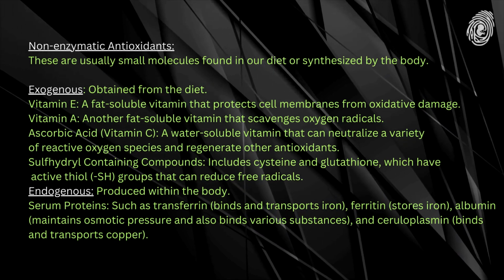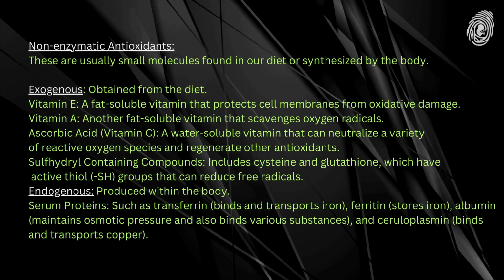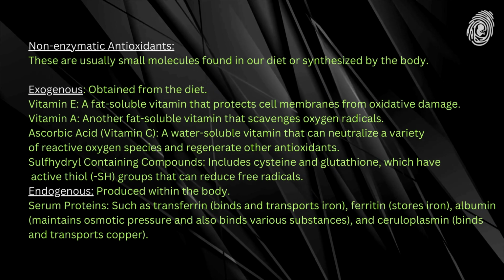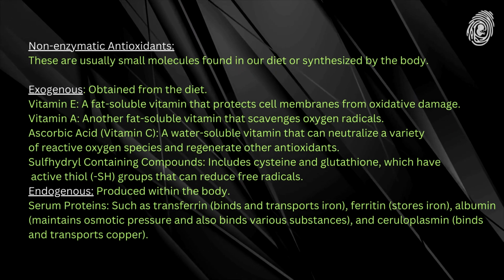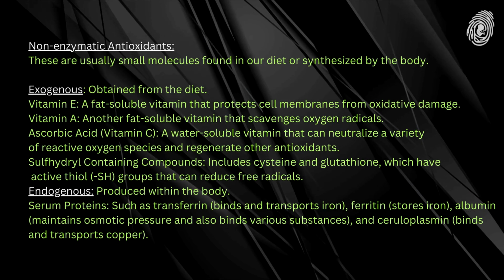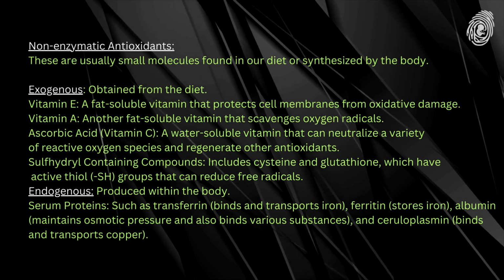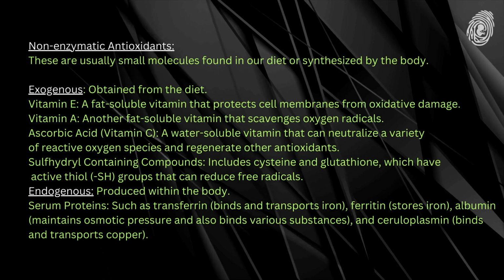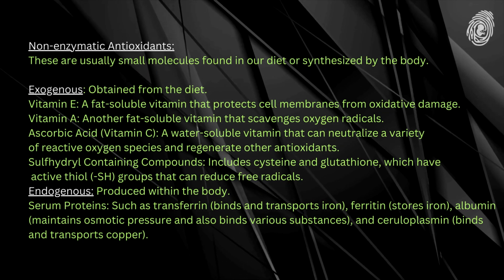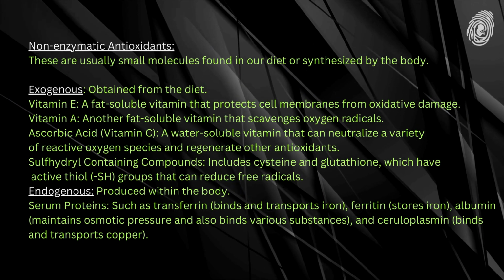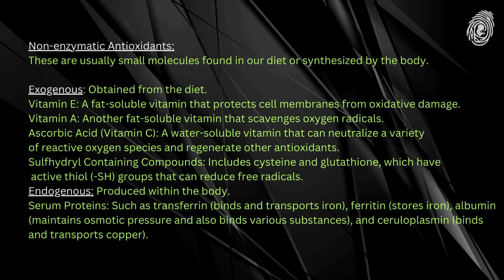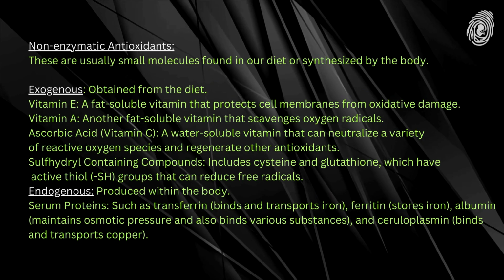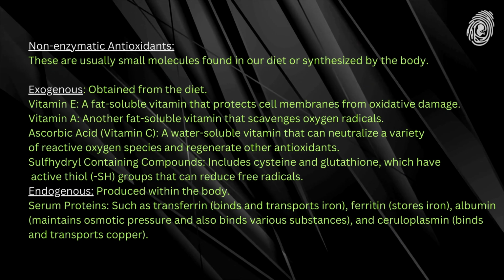Sulfhydryl-containing compounds include cysteine and glutathione, which have active thiol, SH, groups that can reduce free radicals. Endogenous, produced within the body. Serum proteins, such as transferrin, which binds and transports iron, ferritin, which stores iron, albumin, which maintains osmotic pressure and also binds various substances, and ceruloplasmin, which binds and transports copper.